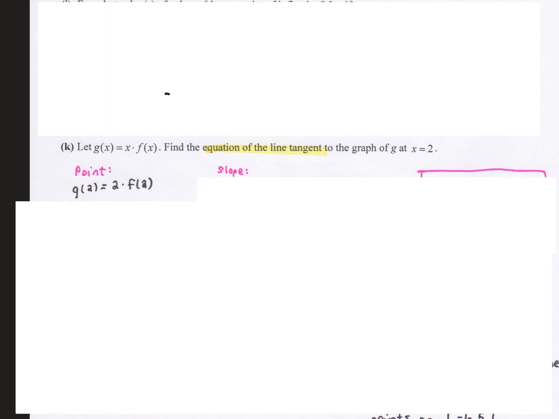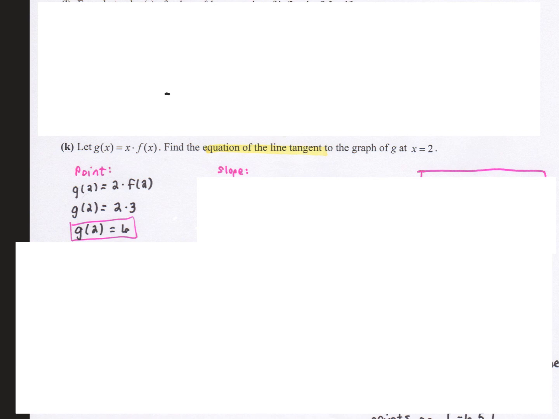To find g of 2, I just turn all my x's into 2's. And now I'm doing 2 times f of 2. In the very beginning of the problem, I was told that f of 2 is 3. So I just plug that in, multiply it by 2, and I get my point g of 2 equals 6.